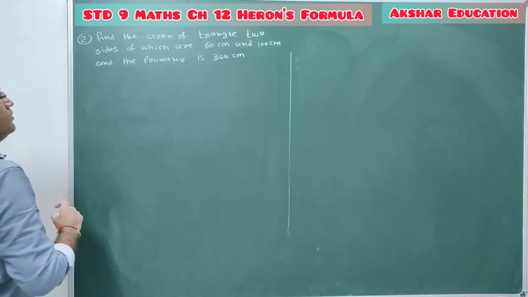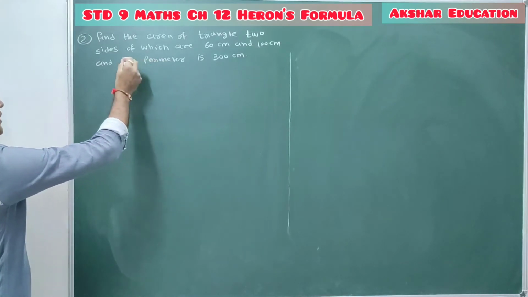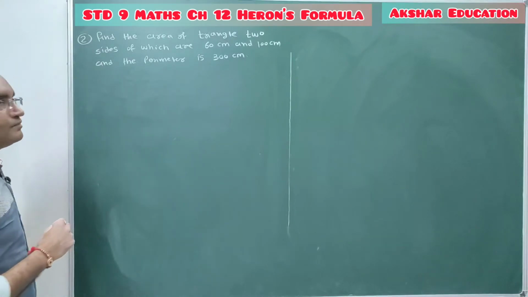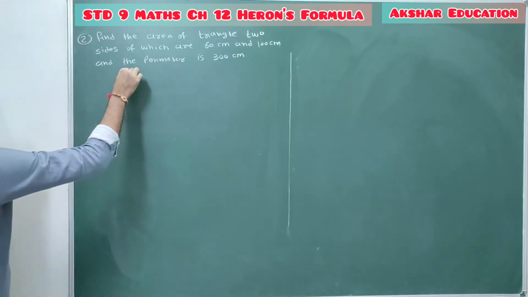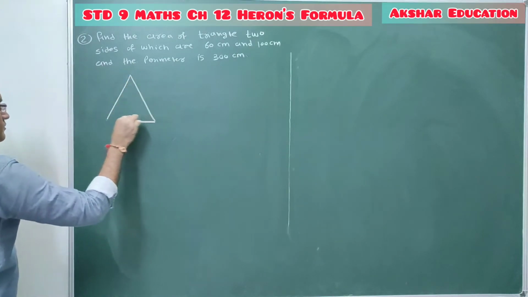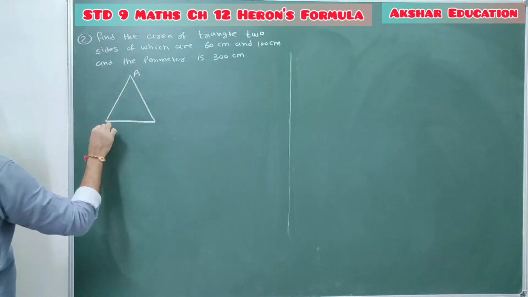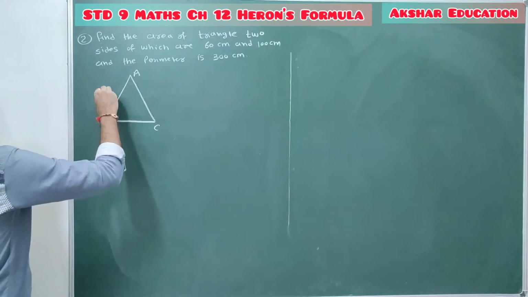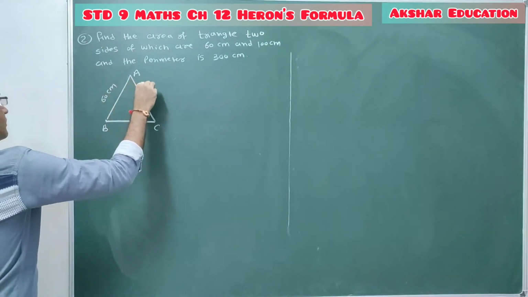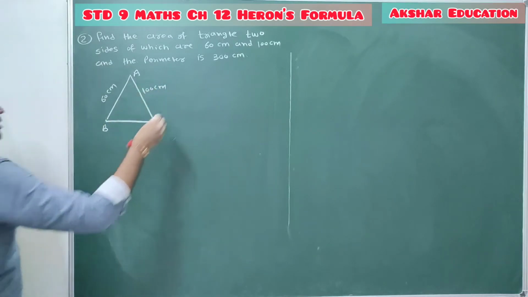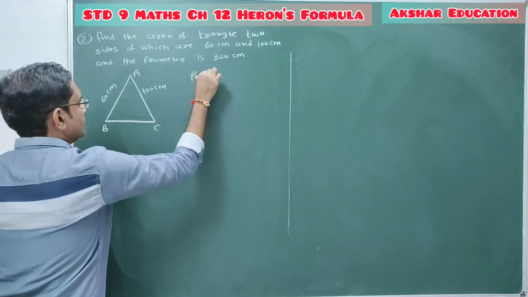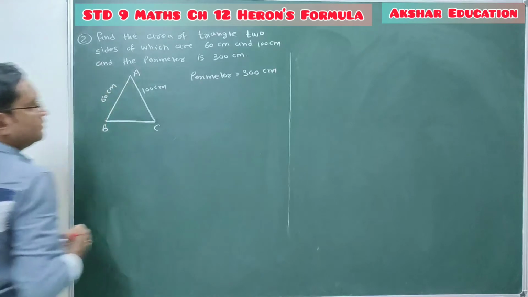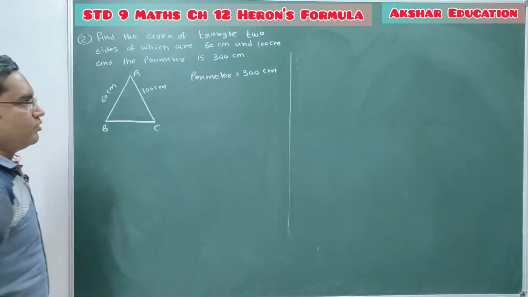Okay students, question number 2. Here you have to find the area of a triangle, two sides of which are 60 centimeter and 100 centimeter, and the perimeter is 300 centimeter. So we are given one triangle. Consider this given triangle ABC. Two sides are given, 60 centimeter and 100 centimeter, and the perimeter of the triangle is given, 300 centimeter. So find the area of this triangle by using Heron's formula.